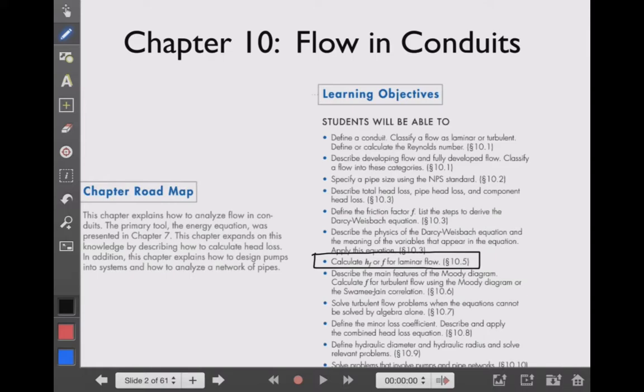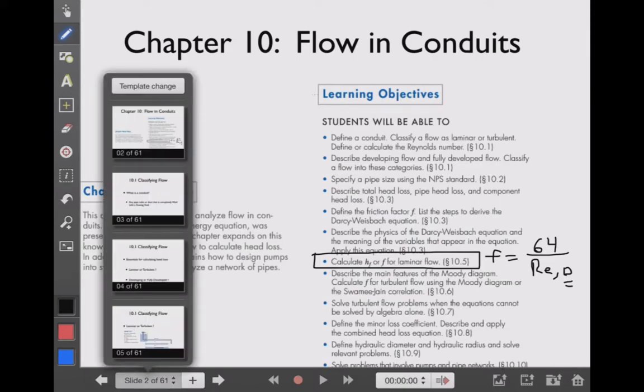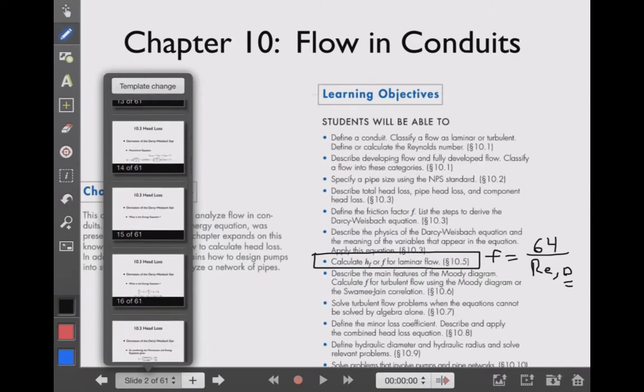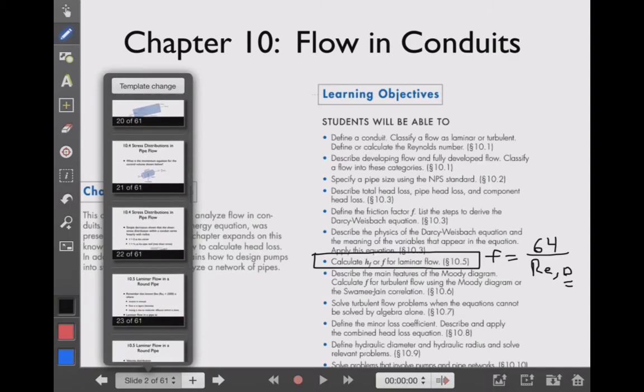And I think my derivation gives some more reasonable results. But what we're going to find out, the bottom line, is that the friction factor for laminar flow in a pipe or a conduit is simply 64 over the Reynolds number when applied to the diameter of the pipe. Okay, so let's skip ahead to 10.5 and take a look at the derivation.